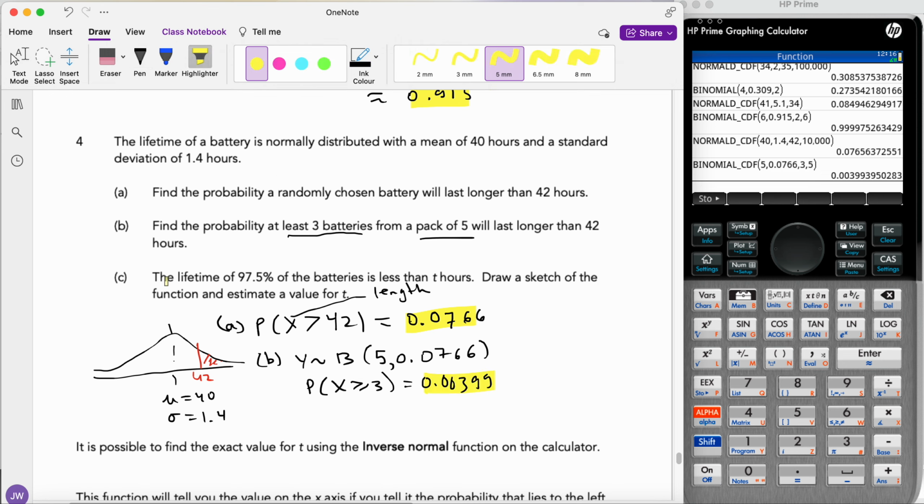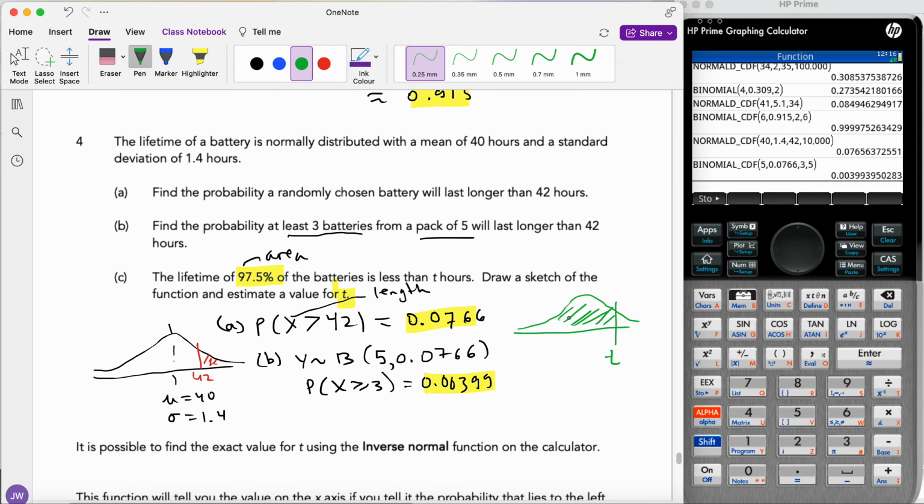So now they're saying the lifetime of 97.5% of batteries is less than a certain value. Find this value. So this now is your area under the curve, okay? So I'm just going to redraw it in green. So 97% is somewhere here. And again, your mean is still 40. Your standard deviation is 1.4. Okay, and so now we know this probability, and what we need is this variable t.